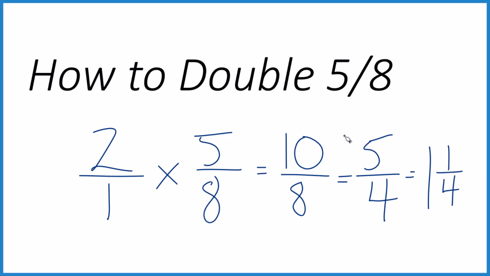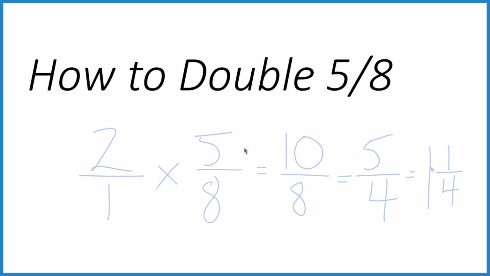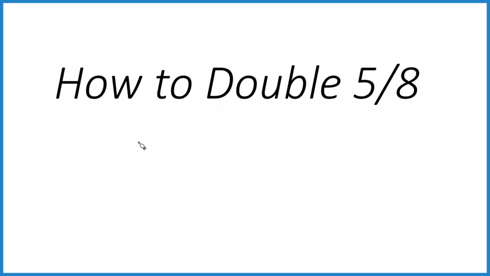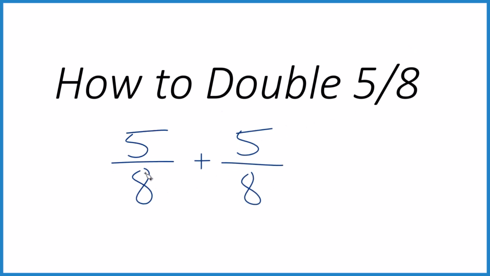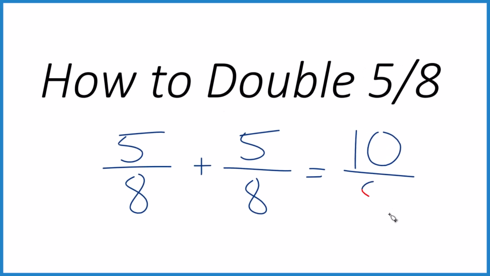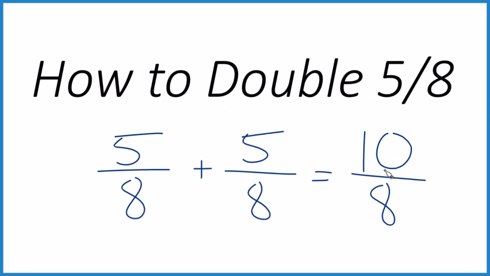All right, one more way you can do it real quick. Since you're doubling 5/8, you could just add 5/8 plus 5/8. And when we add fractions, if the denominator is the same, we just add the numerators and then bring the denominator across. So 5 plus 5 is 10, and then we bring the 8 across and we get 10/8. And you could do the same thing where we simplify it and change it to a mixed number as well.